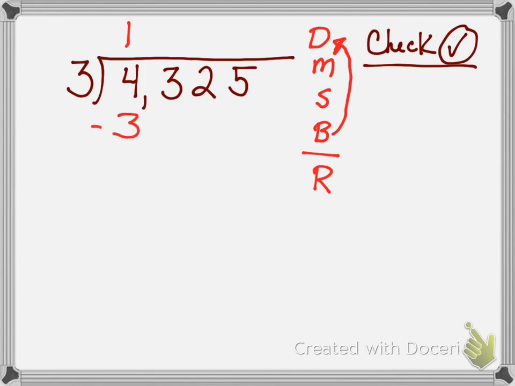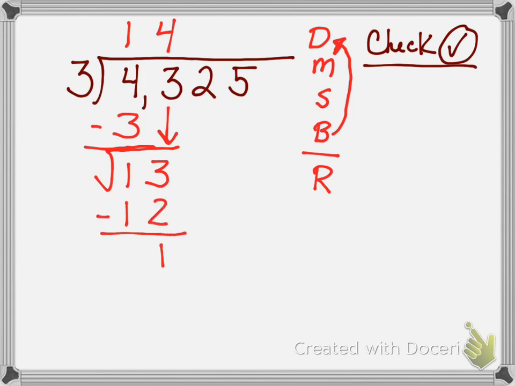Then we subtract our 1,000. 4,000 minus 3,000, we get 1,000. We bring down the 3. And we go back to division. Okay, we can put that division house if we want to. 3 goes into 13. How many times? It goes 4 times. 4 times 3 gives us 12. Tells us to subtract. We're left with 1.